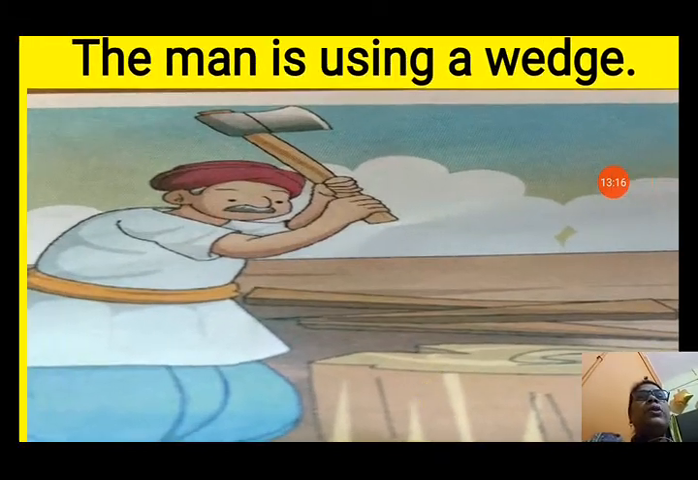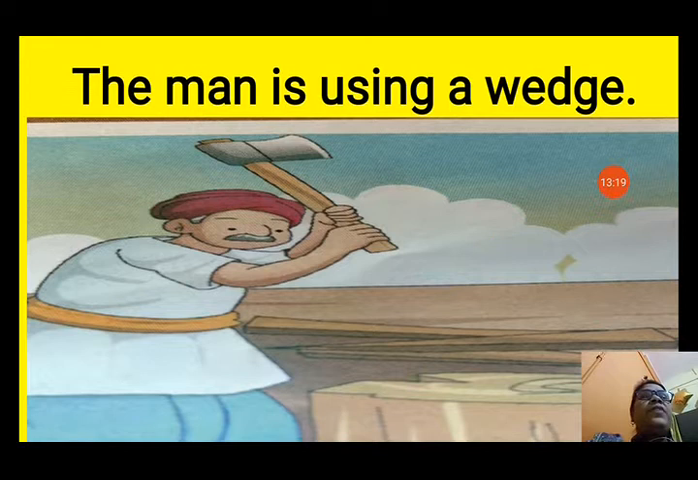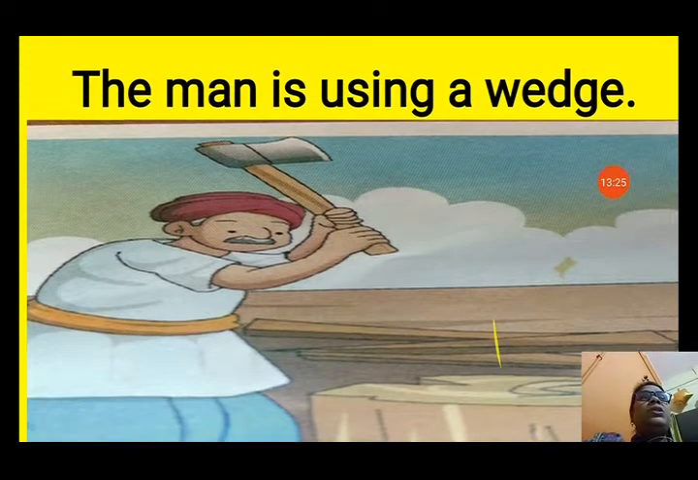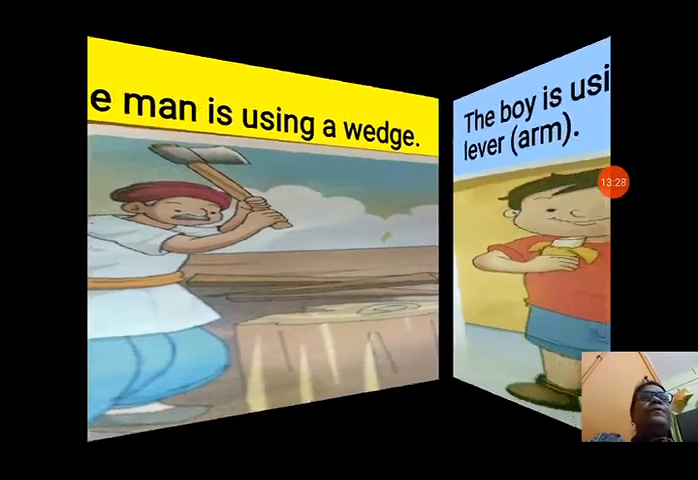In this case also you can see the man is using a wedge. It is also a simple machine that makes the work of cutting the wood easy. So this is a wedge that the man is using.